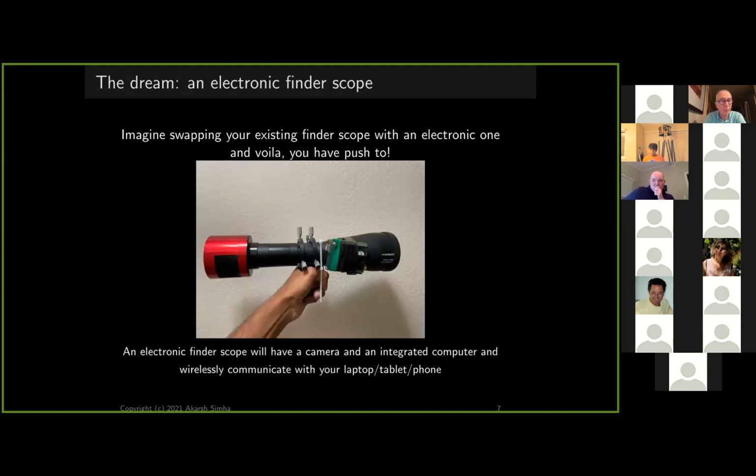So like I said, the dream I have is that there probably exists an electronic finder scope that somebody will build, and you replace the existing finder scope on your telescope with this electronic finder scope, and you suddenly have push-to capabilities. Your system should be able to tell you how to push your telescope to get to the object and where it's pointing. The futuristic dream here is that it'll communicate over wireless with your laptop or tablet or phone or whatever. So you just mount this thing and you're good to go.